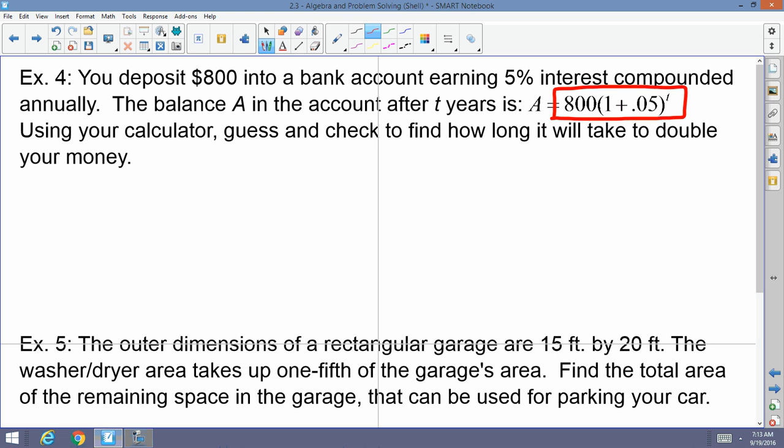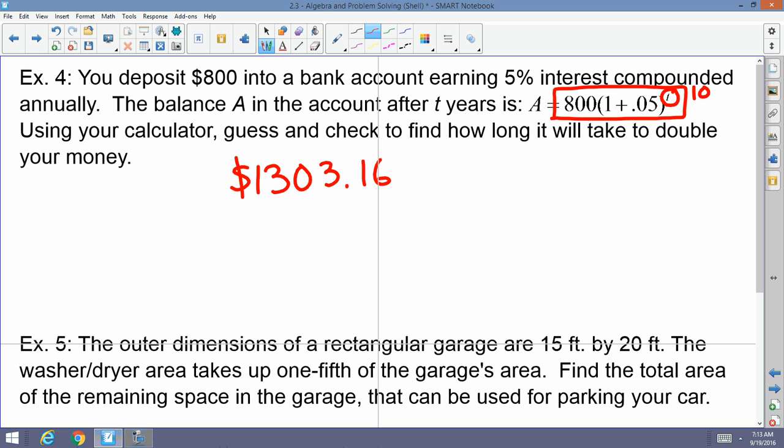Okay, so let's raise it to, I don't know, think about it. We've got $800, it's 5 percent, and I want to know how long it's going to take to double my money. So I'm going to go ahead and say 10. Let's put 10 in there. So again, we're replacing this t with an exponent of 10. That's my first guess, and that's going to equal $1,303.16.